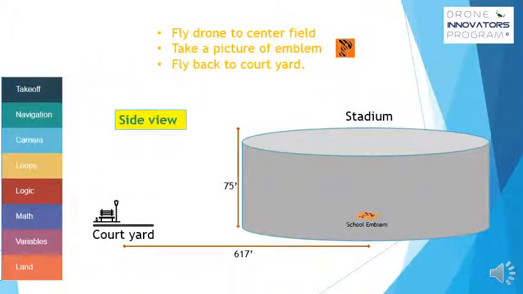So now here we have the side view picture, right? So here you can see the courtyard. The distance from the courtyard to the center field is 617 feet. We're going to go up minimum 75 feet, and actually you do want to go beyond, and we saw that in last week's homework, because you want to clear it, right? Then you come to the center, drop down, take your picture, go back up again. Okay, so there are actually quite a few steps when programming this.